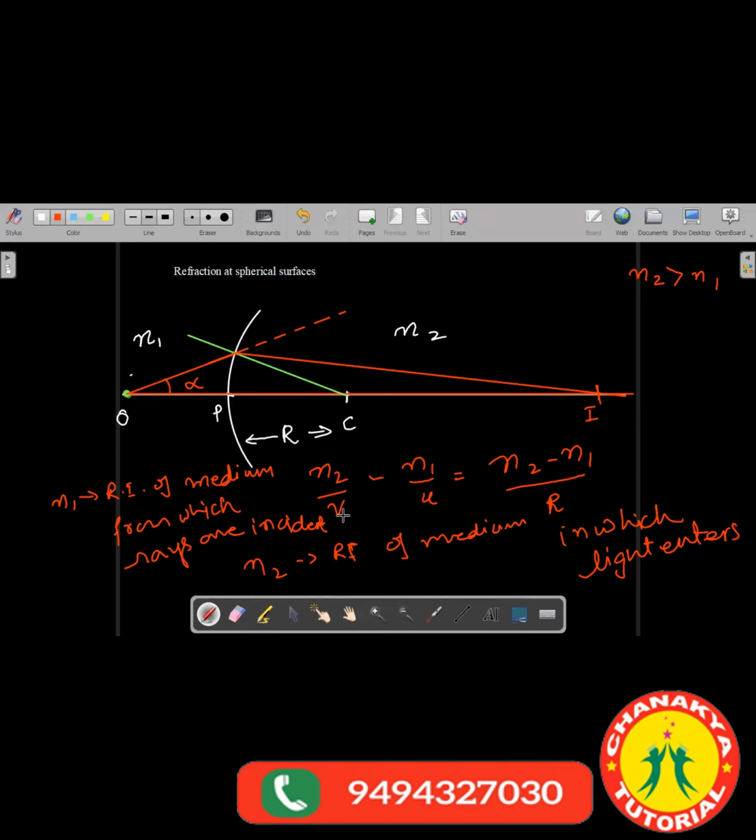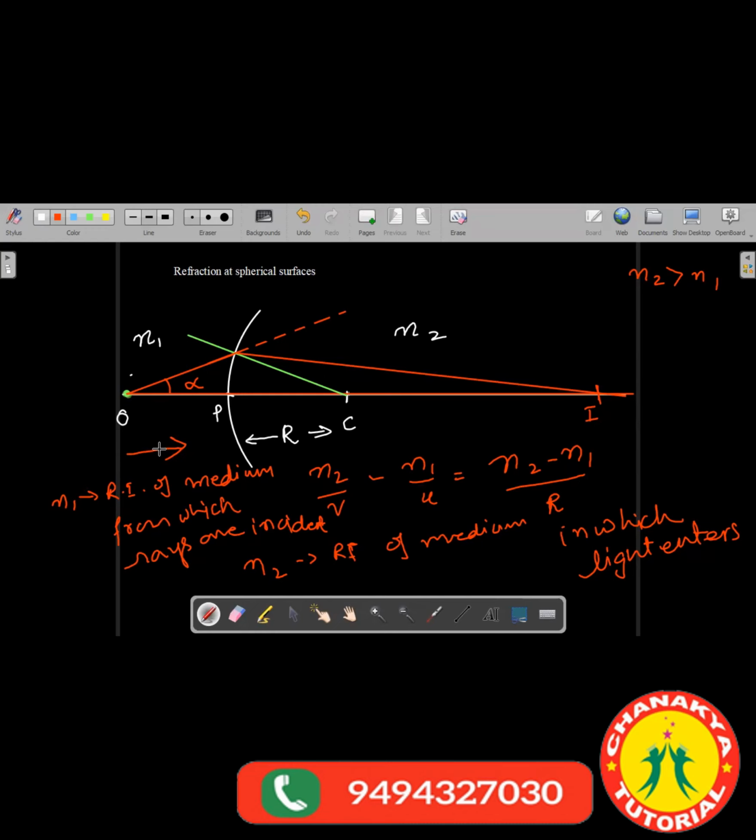Again here we will be considering our sign conventions according to the rule. Like if the rays of light are incident like this, the direction of the incident light will be taken as the positive direction, and the direction opposite to it will be taken as the negative direction.